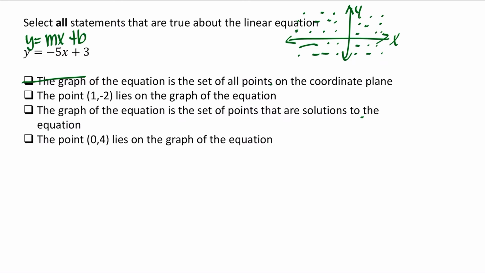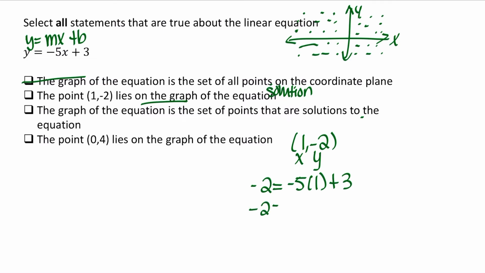The next answer choice says the point 1, negative 2 is on the graph of the equation. Well, we know that if it's on the graph, then it's going to be a solution to the equation. So we're going to plug in the values and see if it makes the equation true. So we have 1, negative 2, which gives us an x and y value. When we plug in, we get negative 2 equals negative 5 times 1 plus 3. So that means we have negative 2 equals negative 5 plus 3. So that means that negative 2 equals negative 2. And that is true. So this is the true statement. 1, negative 2 is on the graph of the equation.